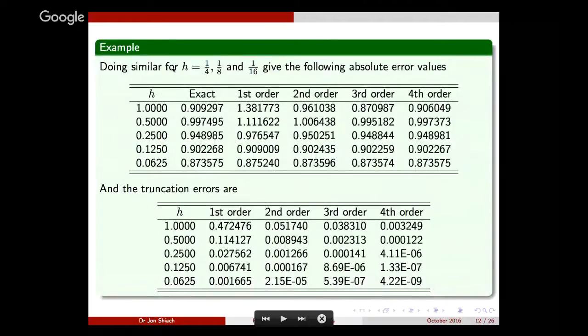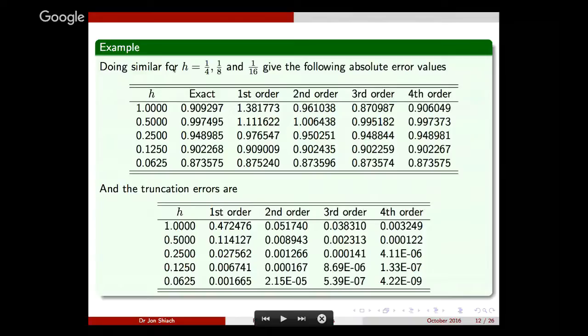If we do the same and keep halving the step length, here I keep halving the step length. This is the exact solution, so this is sine of x plus this number. Remember, we're always dealing in radians. This column is the first order approximation using those h values. That's second order, third order, fourth order.